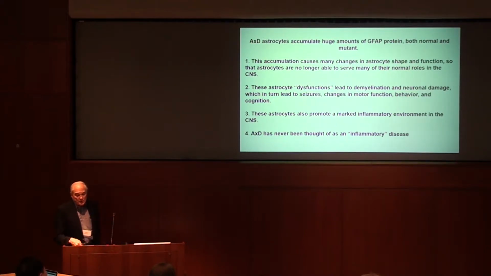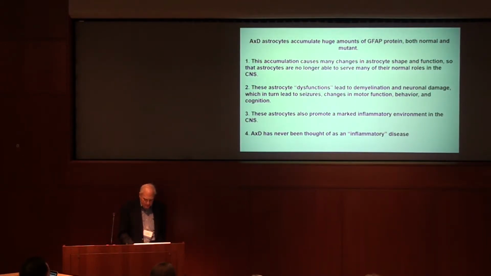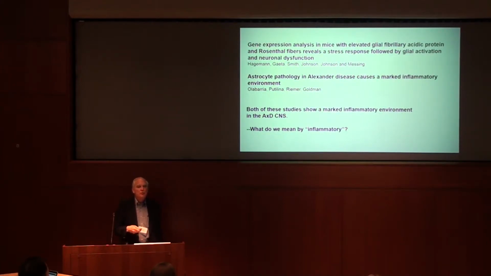And so that's sort of a general introduction, and you'll see some of these themes repeated over and over again by most of our other speakers. I'd like to talk about something that's new, and that is inflammation in the Alexander brain. It's never been thought of really as an inflammatory disease. But there are some elements of inflammation in the Alexander brain.